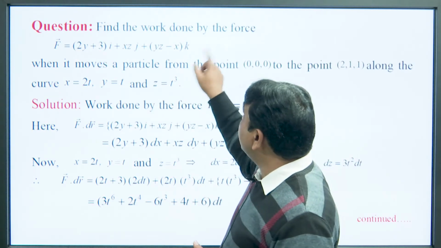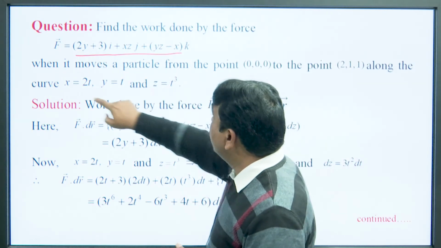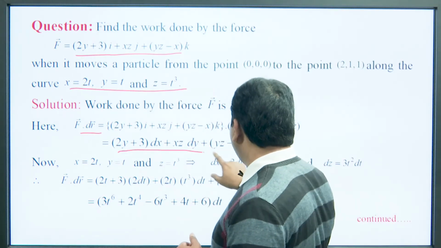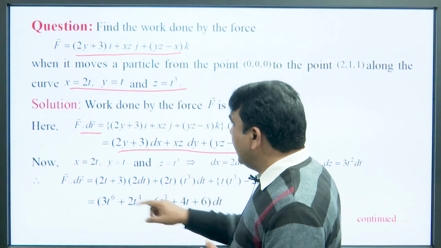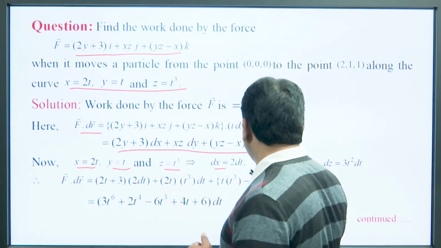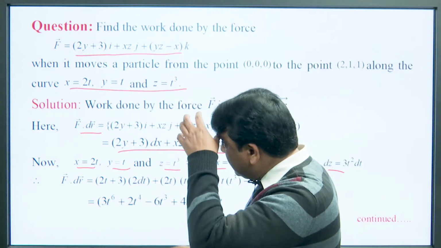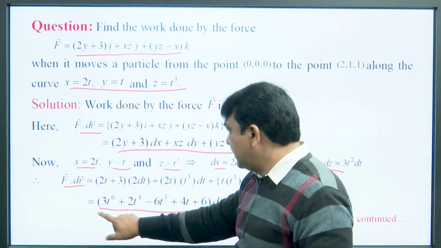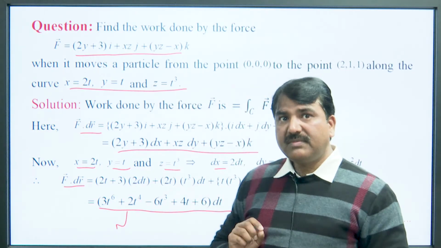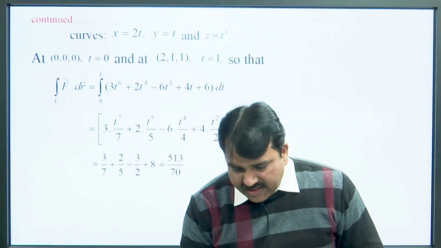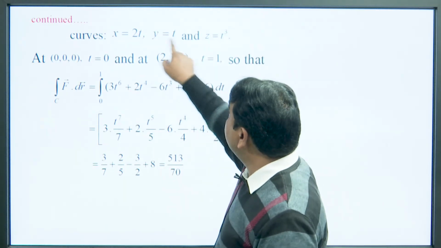Next, if we consider this expression to find the work done along this, then we can easily find the value of f dot dr as this. Here x equal to 2t, y equal to t, z equal to t cube, then dx, dy, dz are like this, and the value of f dot dr becomes, in terms of t, this form. When f dot dr becomes in this form, then we can find the value along the curve.